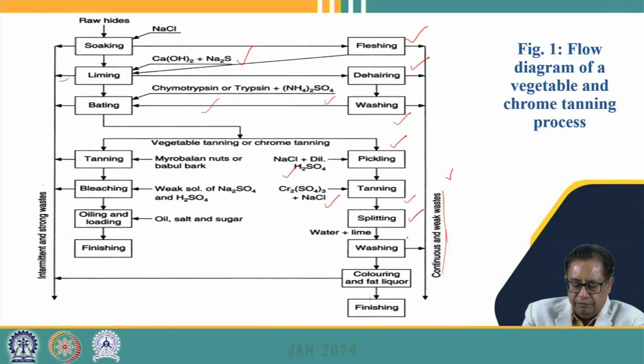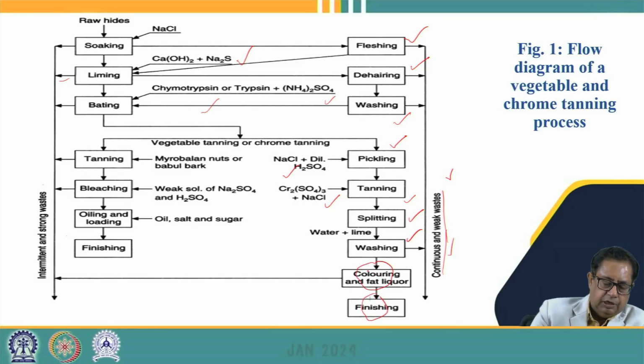Then after that, we may go for the washing process, and the washing process may result in a continuous and weak waste. After the washing process, we can go for coloring and fat liquoring, and then we go for the finishing. This coloring and fat liquoring may result in an intermittent strong waste here also.